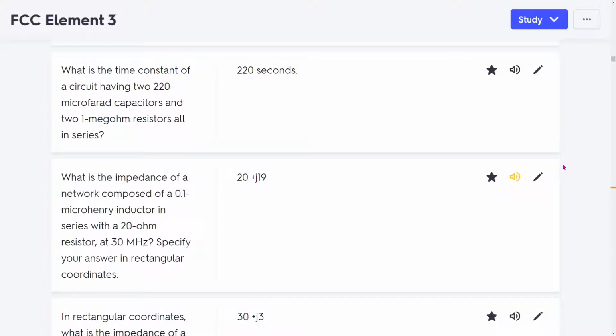What is the impedance of a network composed of a 0.1 microhenry inductor in series with a 20 ohm resistor at 30 MHz? Specify your answer in rectangular coordinates. 20 plus j19.